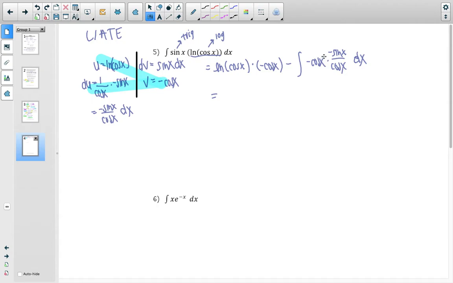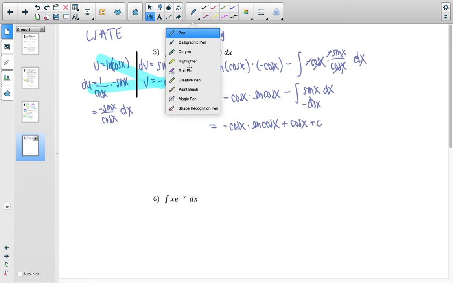What's awesome about this problem is the cosine and cosine cancel out, and then the negative and the negative cancel out. So you're actually left with negative cosine of x times natural log of cosine of x minus the integral of sine of x dx. Though this problem looks complicated, it's not as bad as you'd think. So negative cosine of x times the natural log of cosine of x minus the integral, which is negative cosine of x. So a negative and a negative is a positive. And we add the plus c, and that's your answer. That's it.